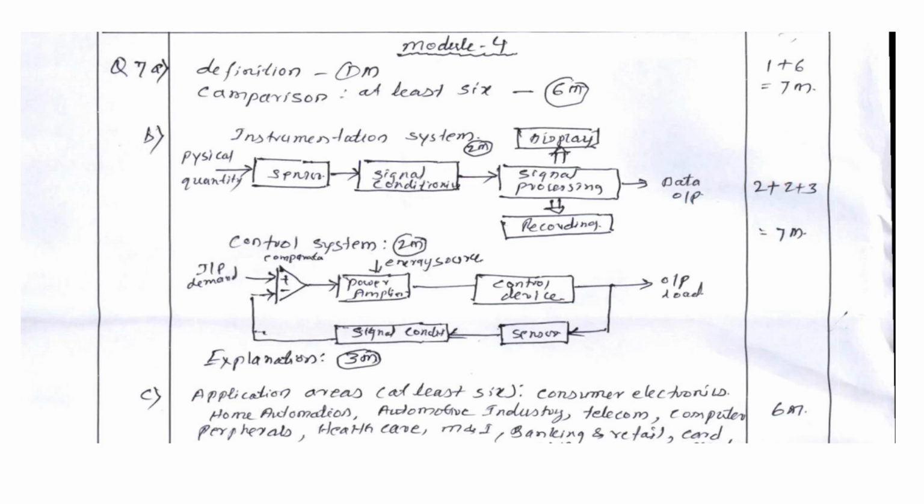So you will be listing down all the applications. Here, if it is consumer electronics, home automation, then what all comes under home automation? We have to give some real-time example and explain the particular application, which carries 6 marks.